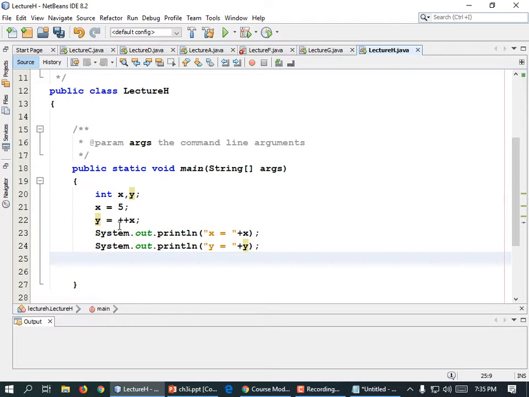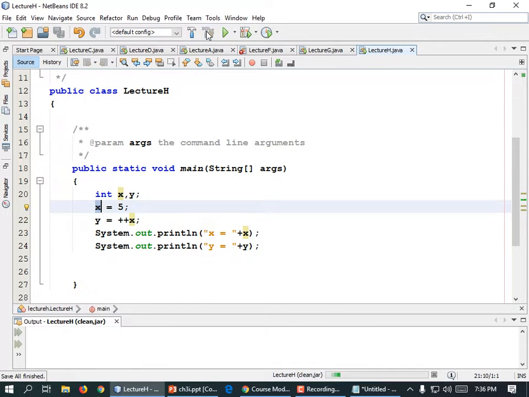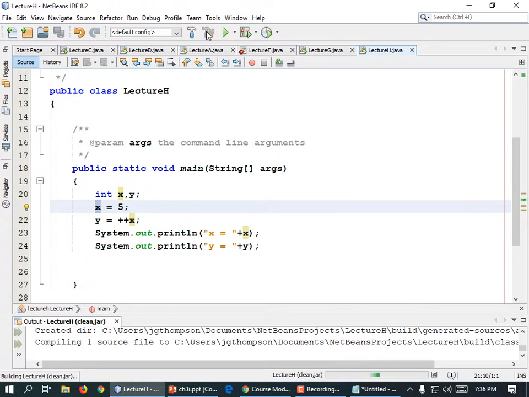What is this statement right here doing? ++x means add 1 to x, store it back into x, and then copy it into y. Since the ++ is a prefix, it's the very first thing that happens. So x gets added to, turns into 6, and then copies it into y. But what if it was in the reverse order? Well, let's run it this time and make sure that it's equal to 6, like I said it would be.